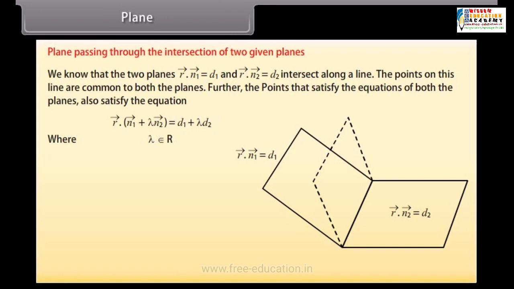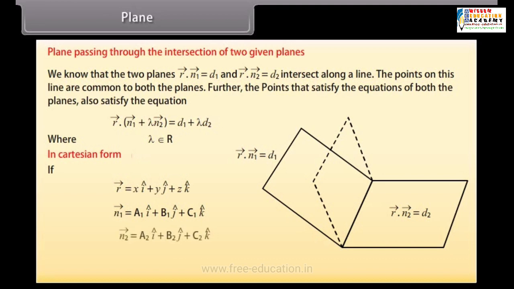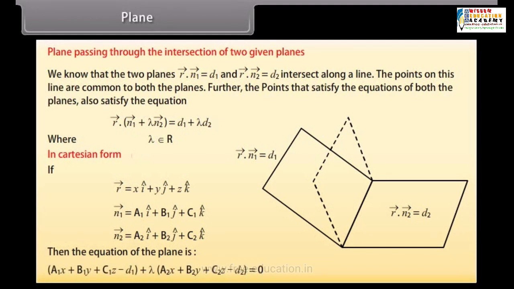In Cartesian form, if vector r equals x cap i plus y cap j plus z cap k, vector n1 equals a1 cap i plus b1 cap j plus c1 cap k, vector n2 equals a2 cap i plus b2 cap j plus c2 cap k, then the equation of the plane is (a1x plus b1y plus c1z minus d1) plus lambda into (a2x plus b2y plus c2z minus d2) equals 0.